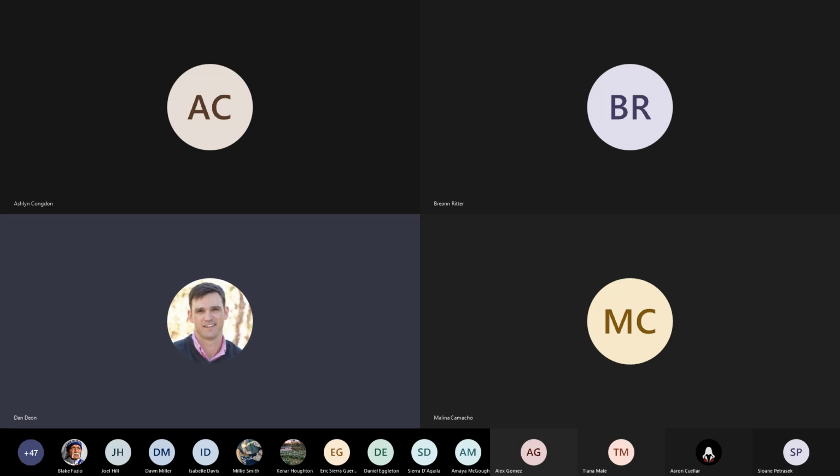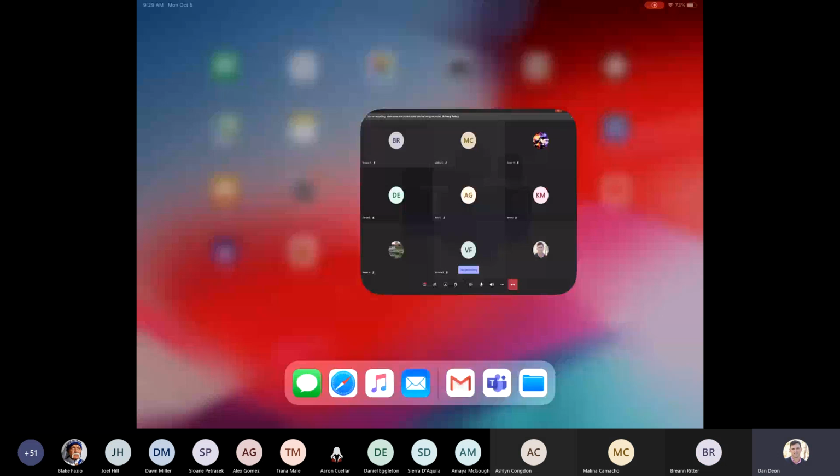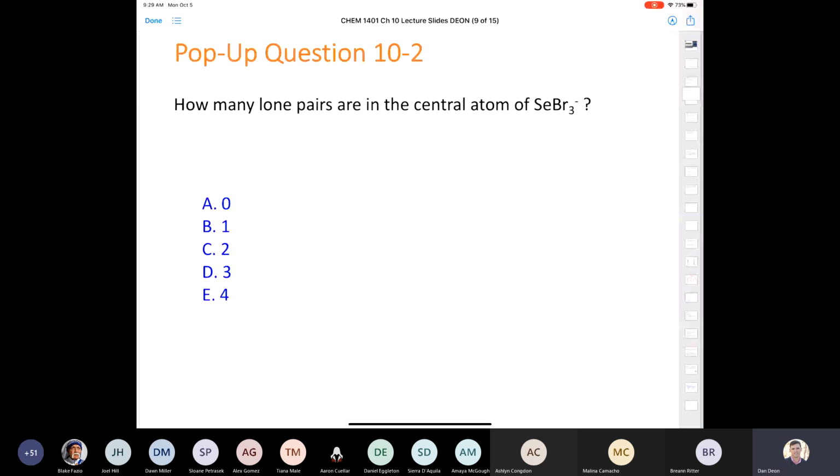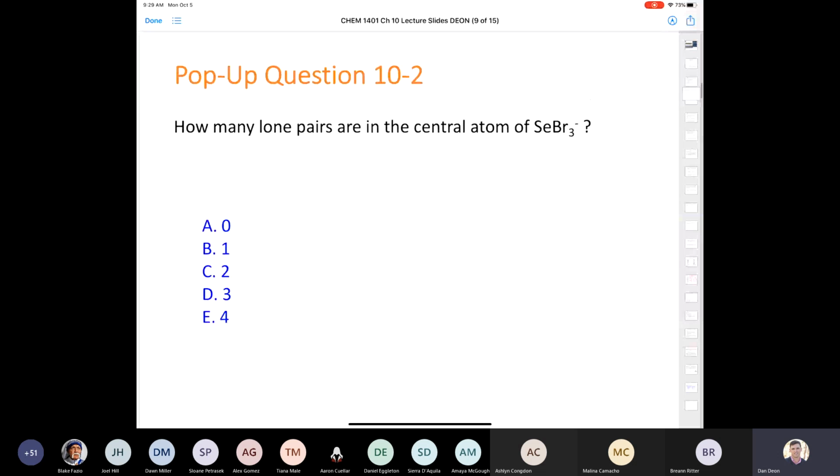a problem. Who would like to do that? I know I would, because there's no way to jog your memory like doing a practice problem. It says here in this pop-up question, how many lone pairs are on the central atom in SeBr3 minus?